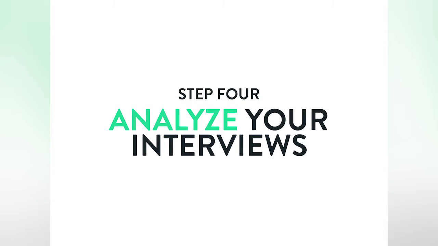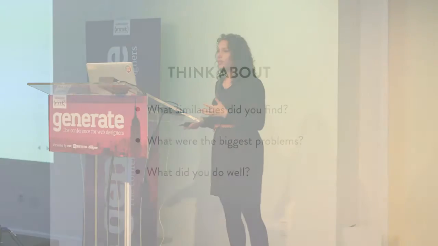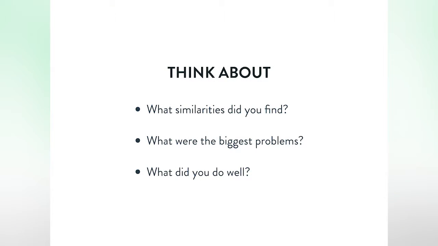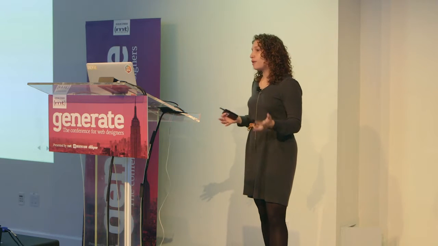So step 4, we have to analyze these interviews. If we have our list, what do we do with that? We think about what similarities did we find among people? What were the biggest problems? And then what did we do well? We want to make sure that things that we're doing well are being repeated. We're basically looking for patterns. If you only talk to maybe 5 or 6 people, you're not going to get this huge data set where you're going to be able to say, okay, I know exactly what's wrong. But you will see that people probably struggled in the same areas throughout their interactions. They may also have similar problems. You want to see what those patterns are so that you can identify them and then work to correct them.